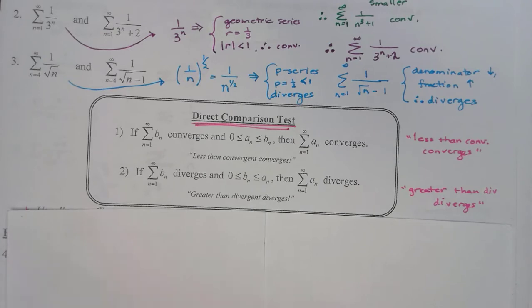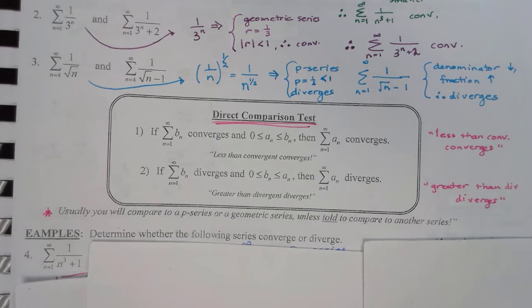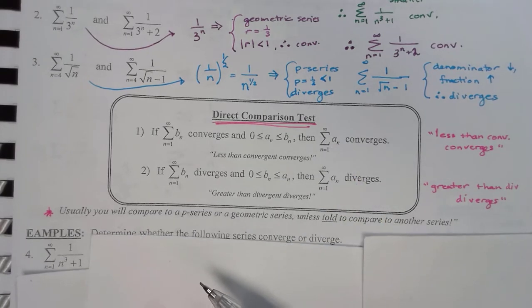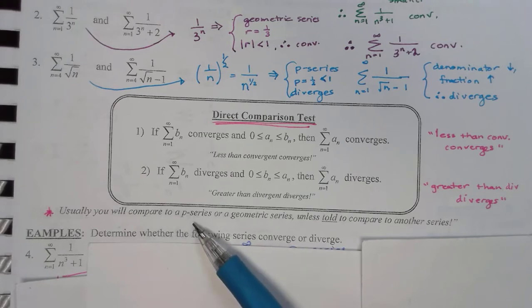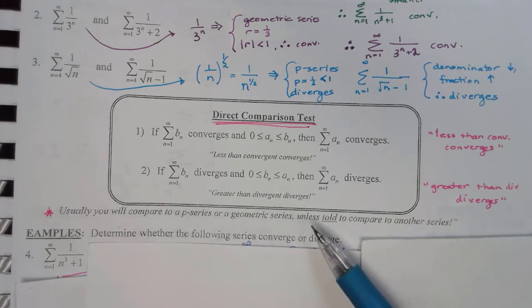Now, as a note, this is for memory. You may not use this as a reason in your work, but it is something to help you keep the rules straight. In using the direct comparison test, you will usually compare the series you're interested in to a p-series or a geometric series unless you are told to compare it to another series.